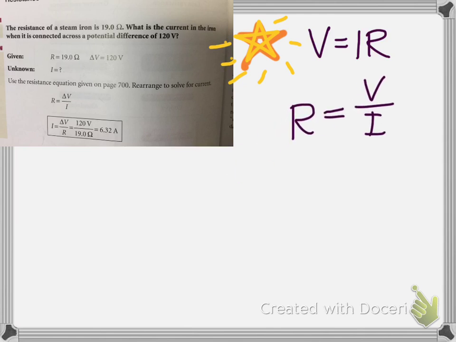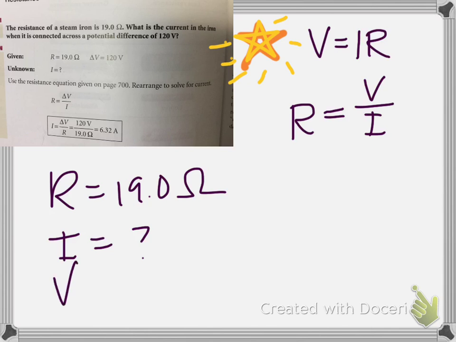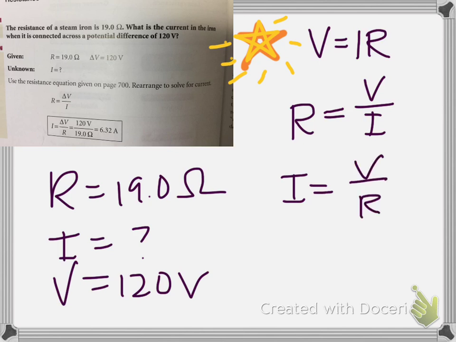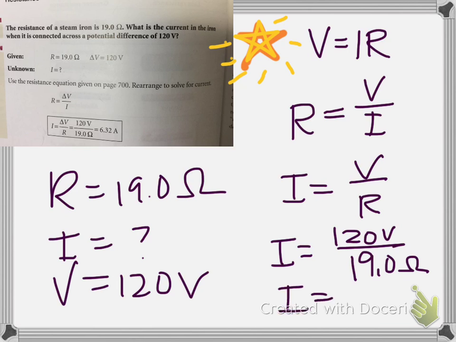So we're told that we've got a steam iron with a resistance of 19.0 ohms. We want to know what the current is when it's connected across a potential difference of 120 volts. That would be standard household wiring in the U.S., which has a 120 volt potential difference between the two plugs. Solving for I equals voltage over resistance: current equals 120 volts divided by 19.0 ohms. It's right there, 6.32 amps, which is not anything outrageous, fairly standard. These really are that simple. They're three-part algebra.